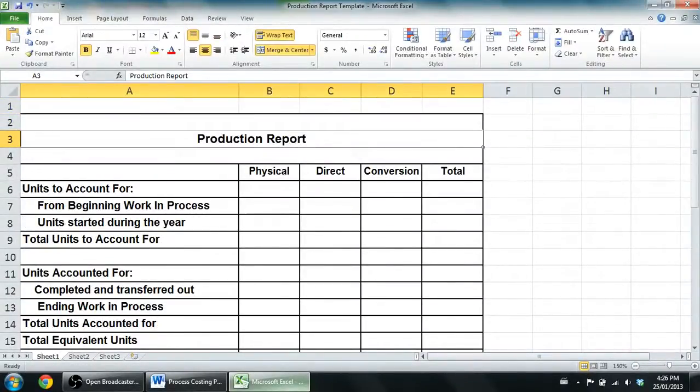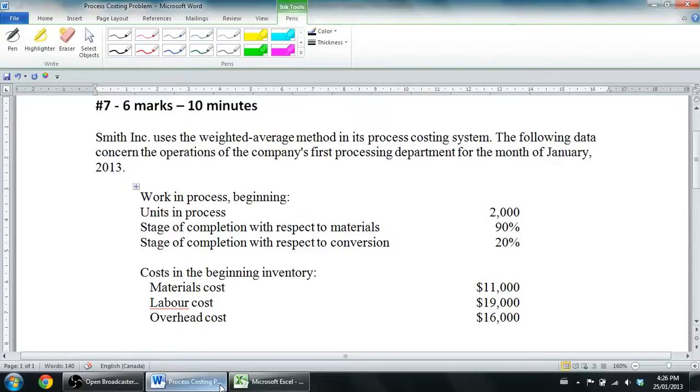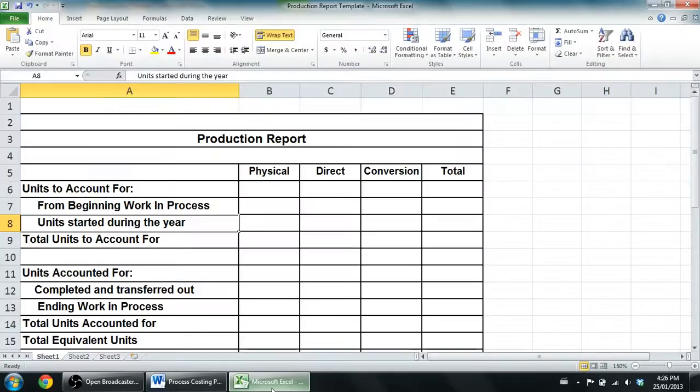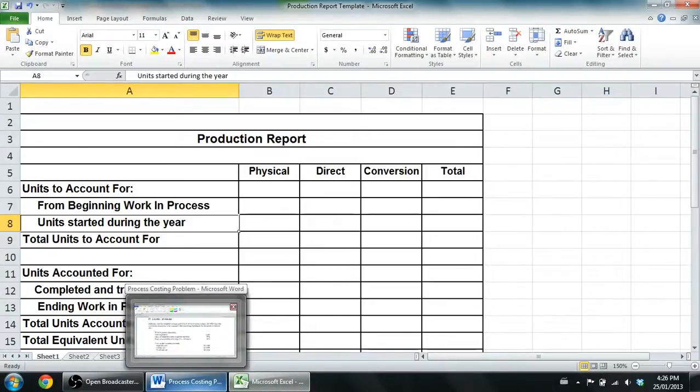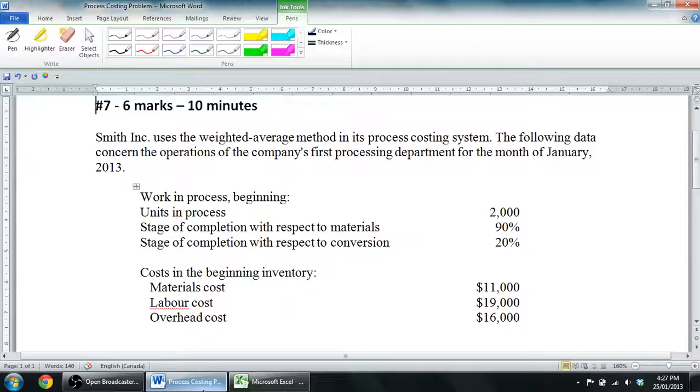They might make you memorize this report, but certainly you'll have to understand how to make a production report. Even if your teacher doesn't give you a template like this, I recommend using this template. If you look below the video, I'll have linked this problem and this template, and you can download both files. You're free to use them for any educational purpose. You can print them out and fill them in by hand, or you can do what I'm going to do, which is just type in the numbers in Excel.